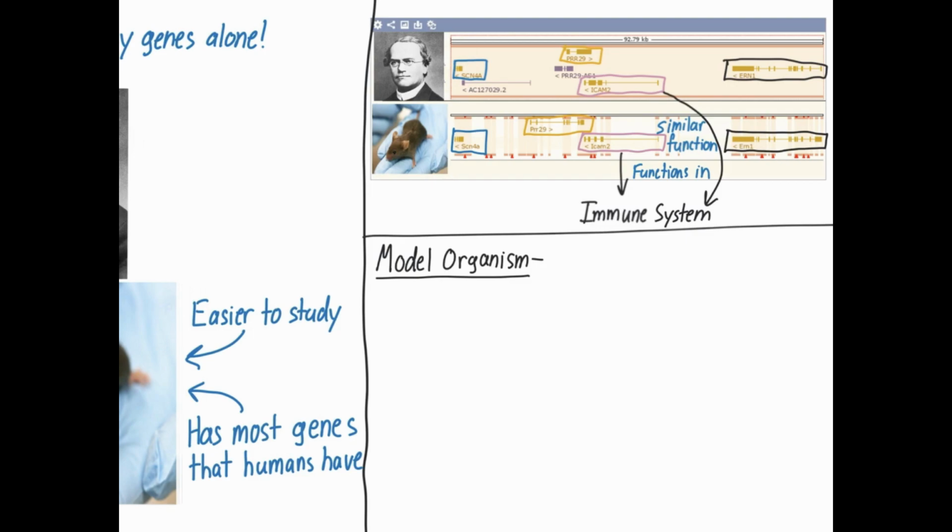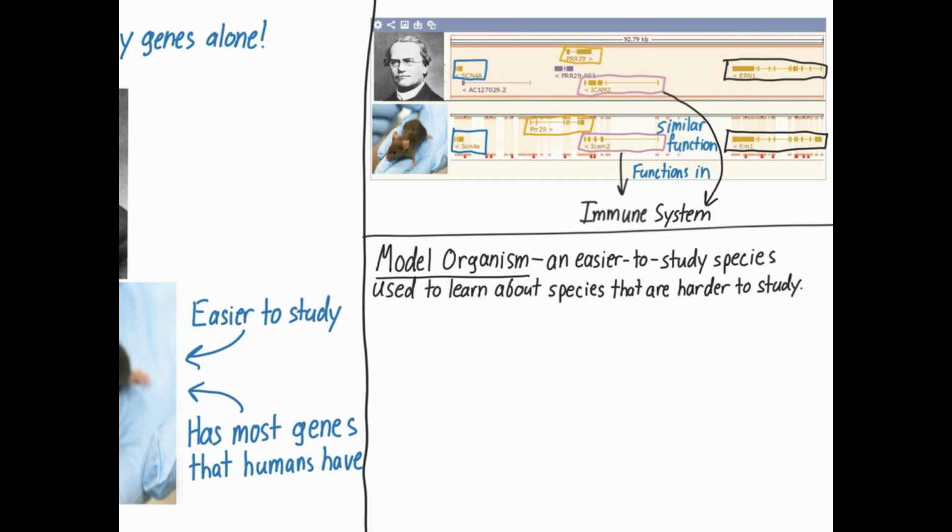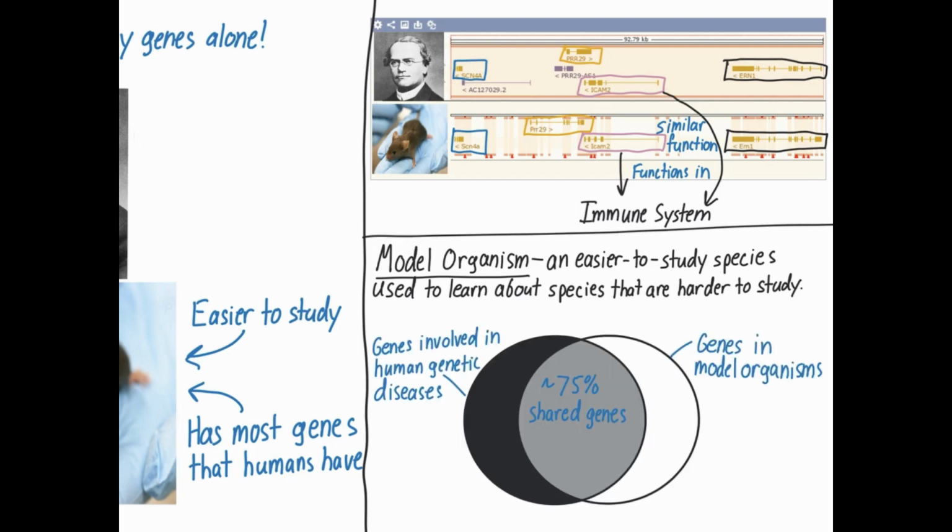A model organism is an easier to study species used to learn about species that are harder to study. This is possible because they have many of the same genes. Fortuitously, around 75% of genes involved in human genetic diseases are also found in model organisms. Studying model organisms has led to important discoveries about human diseases, including cystic fibrosis, diabetes, and multiple sclerosis, or MS. And you'll see several examples of this throughout the course.